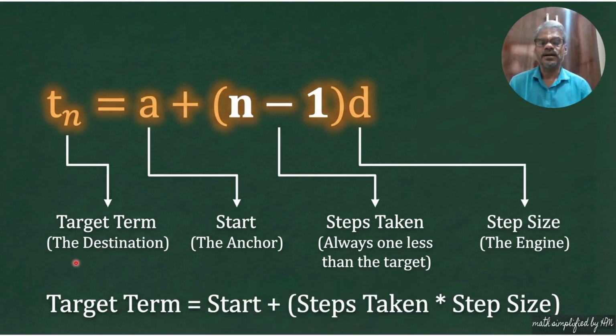Now we will remember this formula in the simplest way. Tn is the target term, the destination. A is the start or the anchor. N minus 1 is the steps taken, always 1 less than the target, and D is the step size, the common difference. We also call this the engine or motor. Therefore, target term is equal to start plus steps taken times step size.